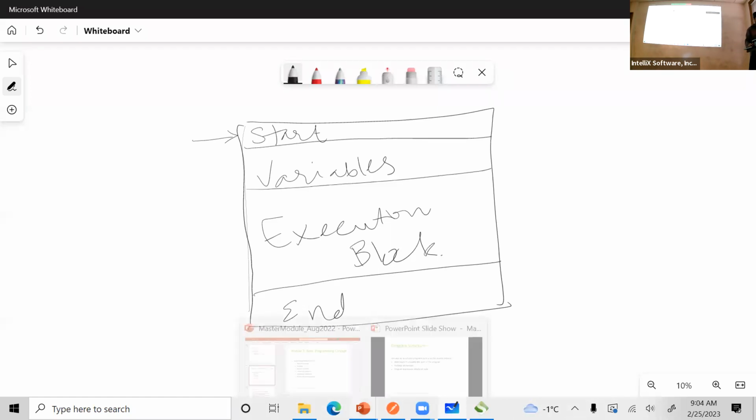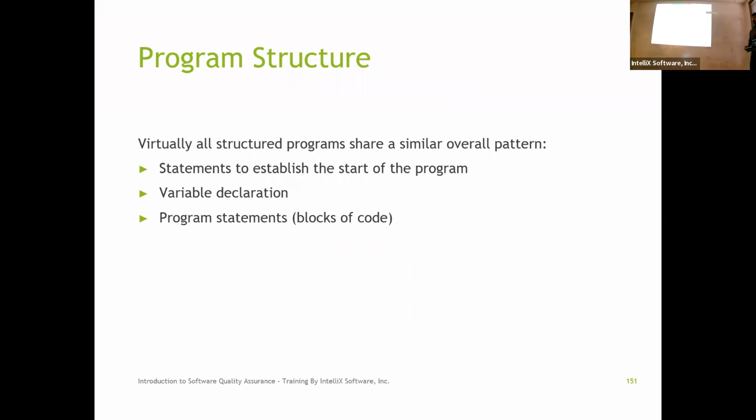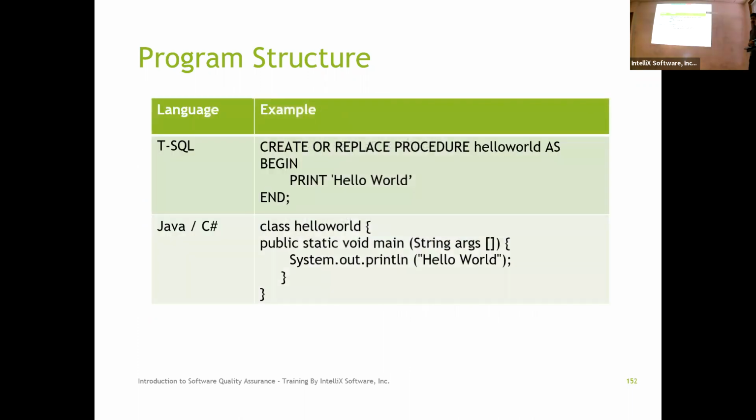Here is an example of a simple program structure in two different languages. The top one is known as Transact-SQL, a programming language you use to manipulate information directly on databases. The bottom one is code like what you will see in Java or C#, which is what most developers use to build enterprise-grade applications.